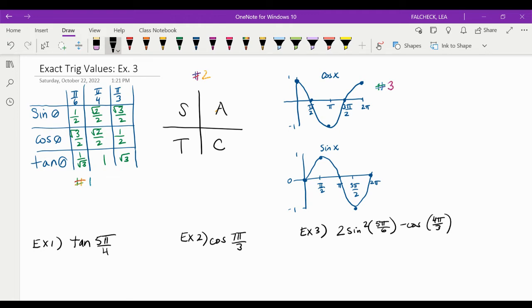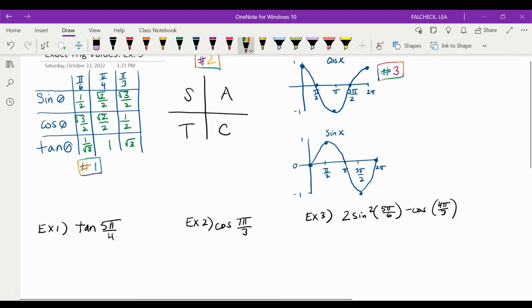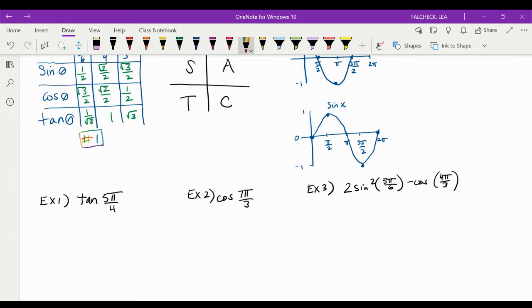First thing you should do when you see problems like 1, 2, or 3 is draw these three little things, okay? First, our common trig ratios chart. Second, sine chart. Third, our cosine and our sine curve. And these are going to be what we use in order to answer the question. So, tangent of 5 pi over 4.